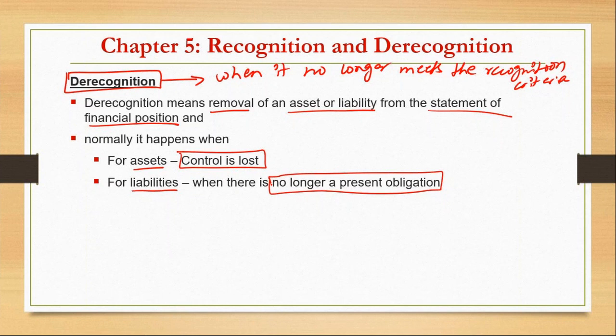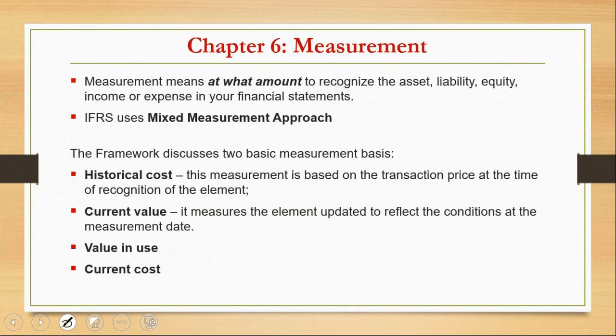So derecognition is pretty simple. When the criteria are no longer being met, we are going to derecognize. Normally in case of assets when the control is lost, in case of liability when the present obligation is no more there.